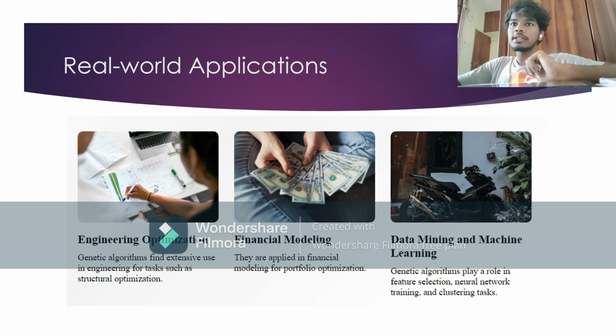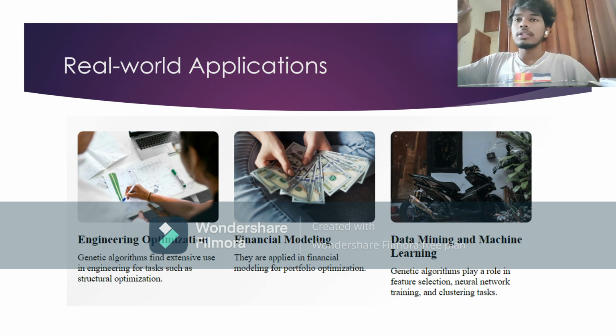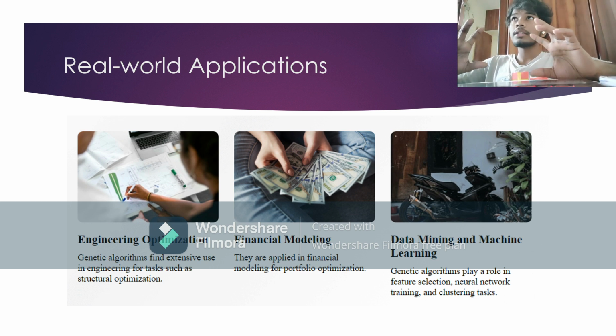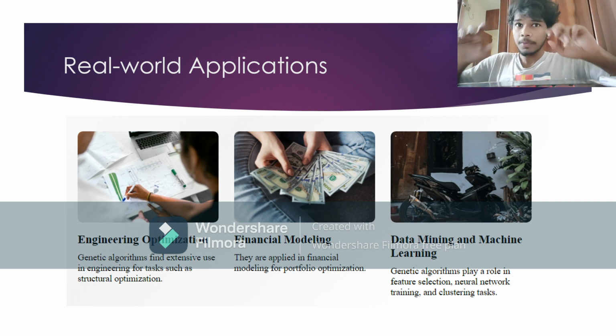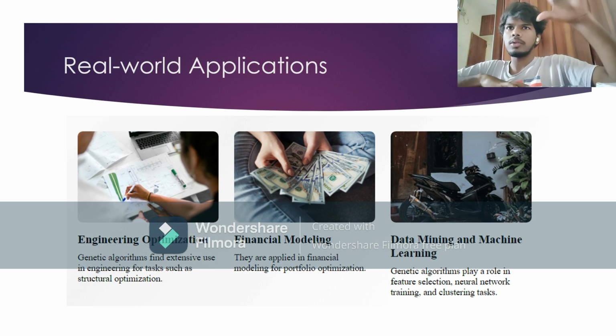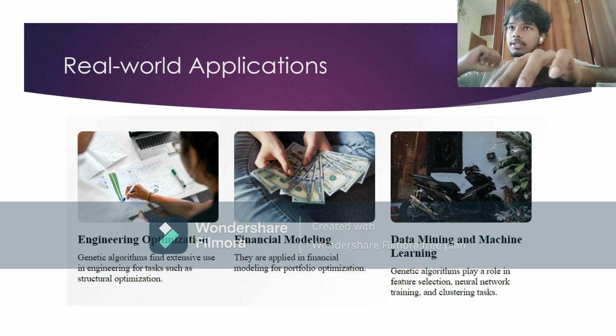Then the third one comes as data mining and machine learning. Genetic algorithms play a major role in feature selection, neural network training, and clustering tasks. We are familiar with that. In data mining and machine learning, the main process is feature selection, where genetic algorithm plays an important role in selecting the best feature for a problem. Then we'll move on to neural network training. Neural network training also requires some weights to calculate the desired answer. So this also plays a major role. And then clustering tasks. These tasks are included for clustering the major parts of the problem, and we can find the solution. So we move to the next slide.